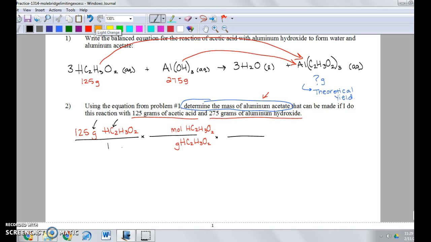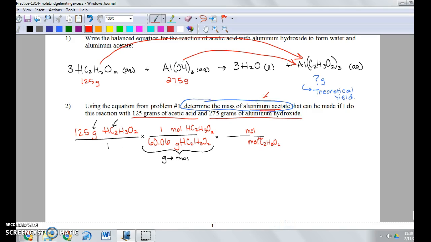So what we have to do here is figure out what our molar mass is of acetic acid. Oh my gosh, that was so fast. So this term converted us from grams of acetic acid to moles. You always have to do this if your given value is in grams, because the next step requires us to convert from moles of HC2H3O2 to moles of our wanted value.